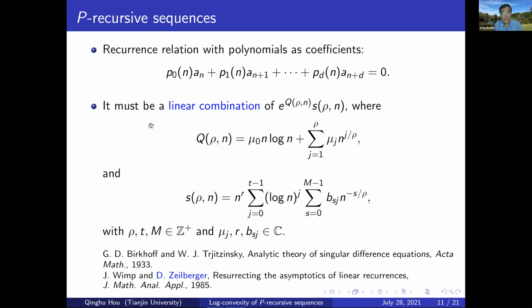We have this result for a P-recursive sequence. The asymptotic form is a linear combination of terms of this form: e to the q multiplied by s. Here q involves n log n and powers of n, and s also involves log n and powers of n. It was first proved in 1933 and recovered by Doron in 1985. And recently, Doron has implemented it in Maple, and Manuel implemented it in Mathematica.